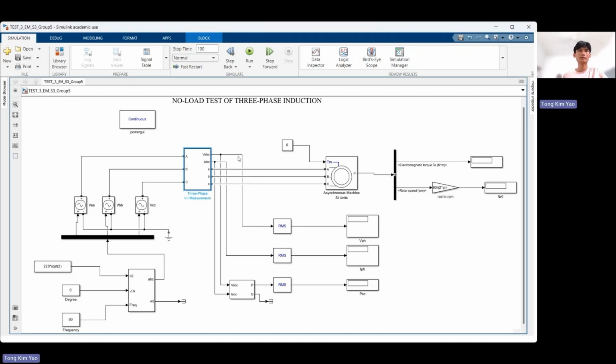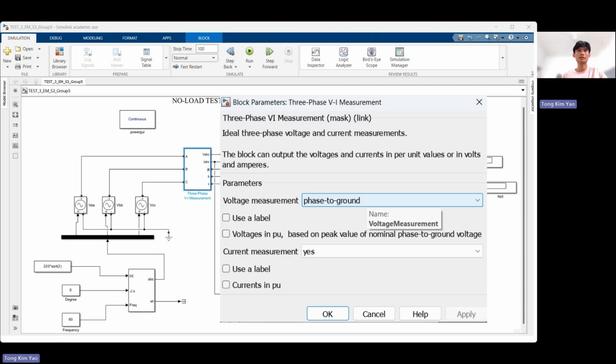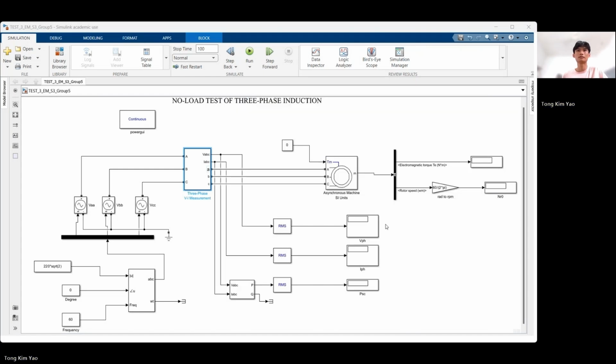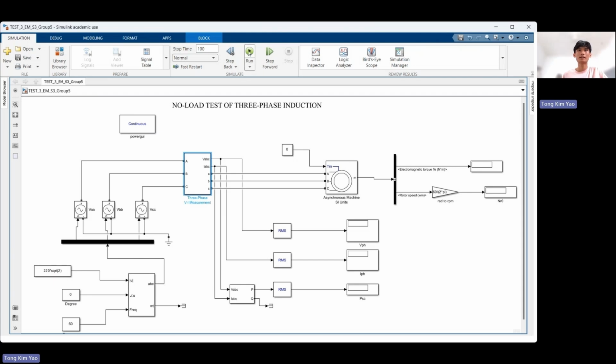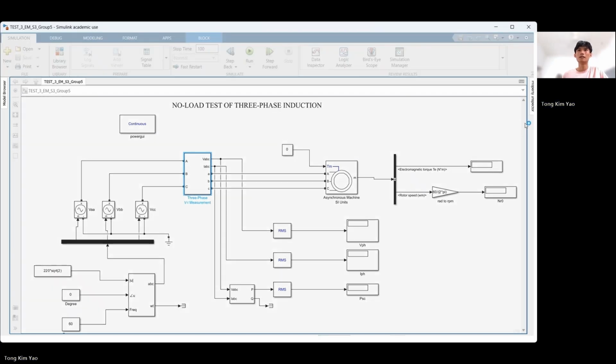Next, for the three-phase measurement, we set the voltage measurement to phase to ground in order to get the V phase. Finally, we click run on the simulator, and we will get the values for the V phase, I phase, and power short circuit.